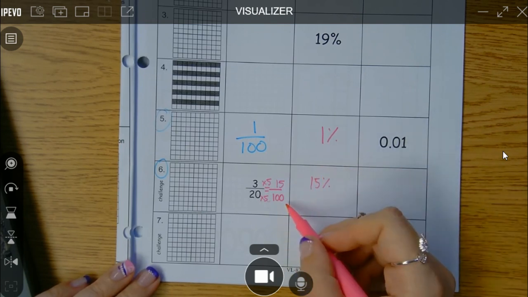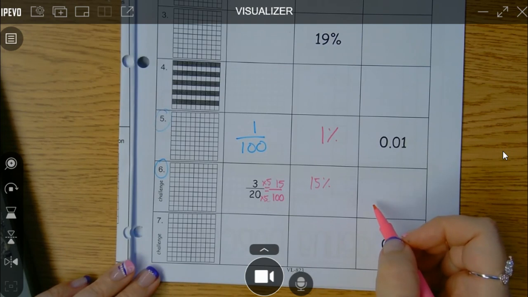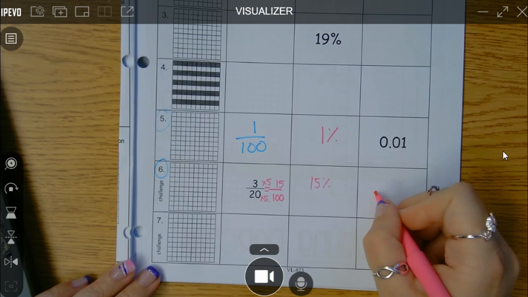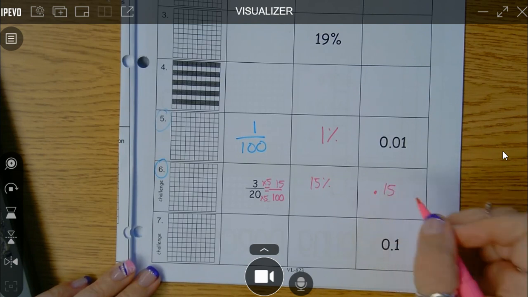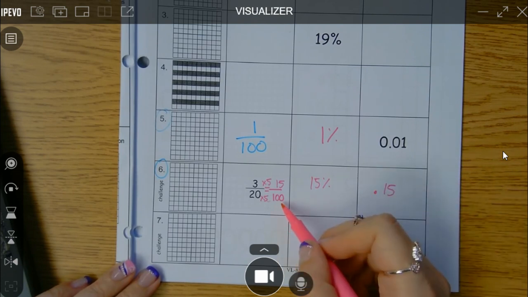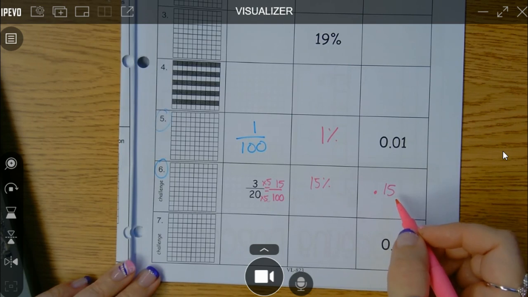And when I have a denominator of 10 or 100, I could jump straight to the decimal. Whatever's on top, that's what's after the decimal. And then however many zeros there are, that's what place value it needs to be in. So it needs to be in the hundredths place, so it needs to be 2 places out.